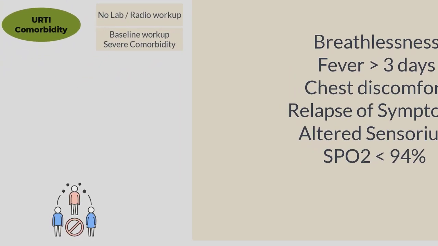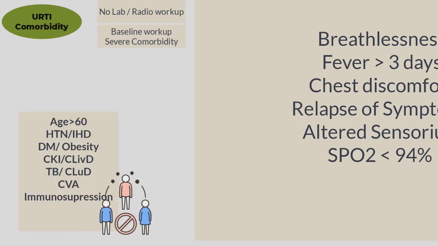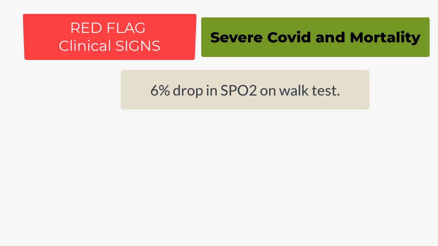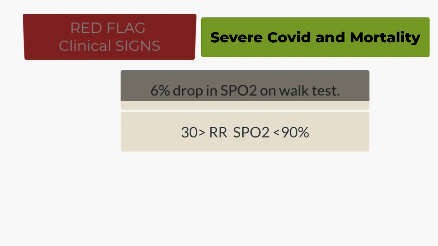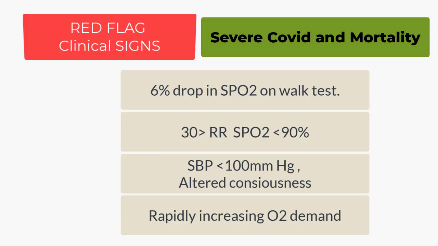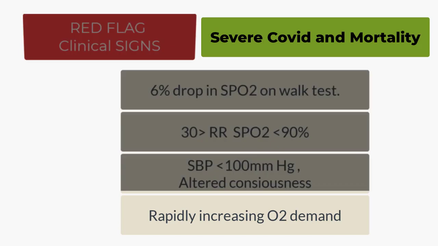In the earlier video, we discussed that the at-risk population with comorbidities has a higher chance of severe COVID-19. As per State Task Force guidelines, in clinical signs, a 6% SpO2 drop after the 6-minute walk test, SpO2 less than 90 and/or respiratory rate more than 30 per minute, hypotension or altered sensorium, and rapidly increasing oxygen demand are some factors associated with poor outcome.